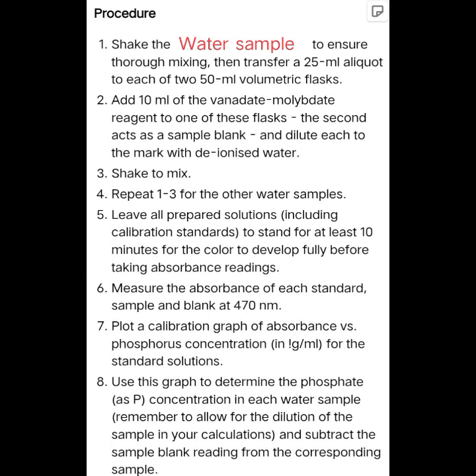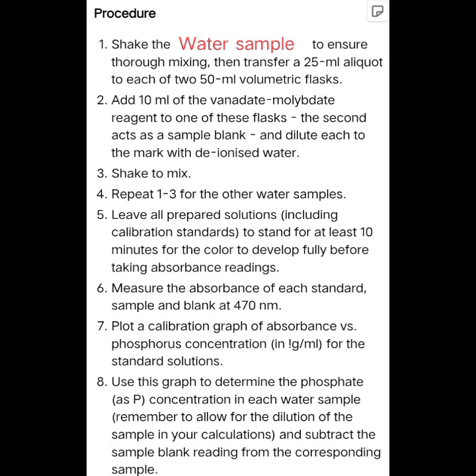Fifth, leave all prepared solutions, including the calibration standards, to stand for at least 10 minutes for the color to develop fully before taking absorbance readings. Sixth, measure the absorbance of each standard and sample blank at 470 nanometers. Seventh, plot a calibration graph of absorbance versus phosphorus concentration in grams per milliliter for the standard solutions. And last, use this graph to determine the phosphate concentration in each water sample.